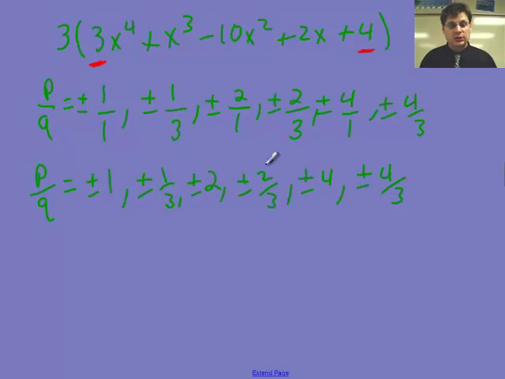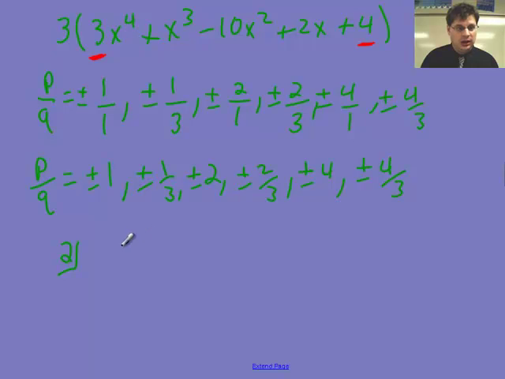Since we're testing just a single number, a single zero here, we can use synthetic division. That'll make it easier. So I'll try positive 2 and set up my synthetic division: 3, 1, negative 10, 2, and 4.